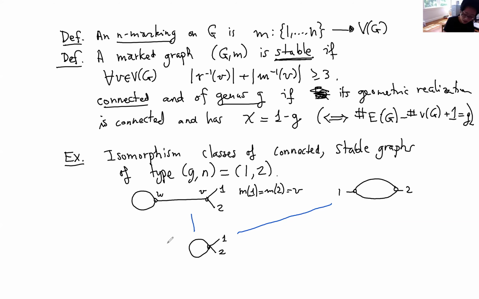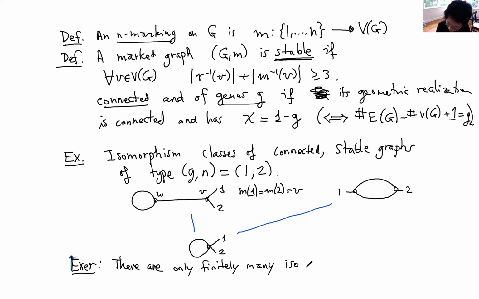Okay. So let me leave as an exercise. I didn't write this in the exercise sheet, but let's just frame as an exercise that there are only finitely many isomorphism classes of marked graphs of type (g, n). So you can see an example of that calculation above in the poset. And this is an Euler characteristic calculation that you can carry out.